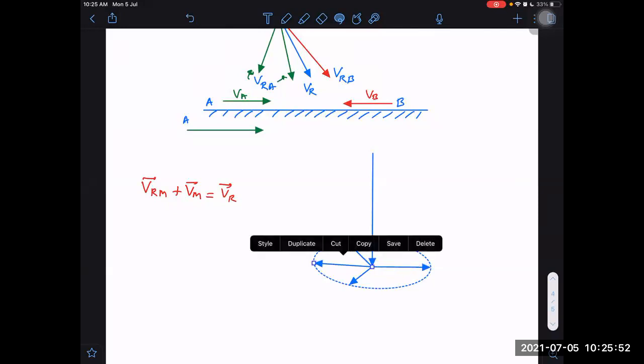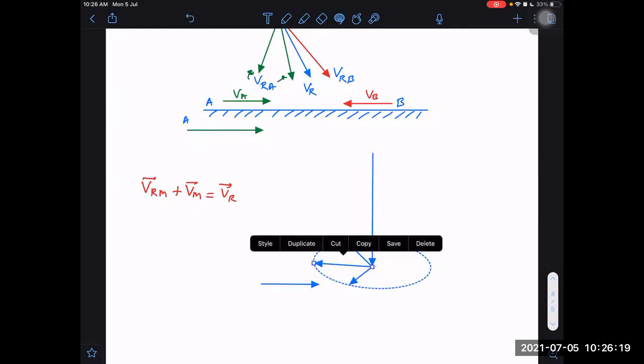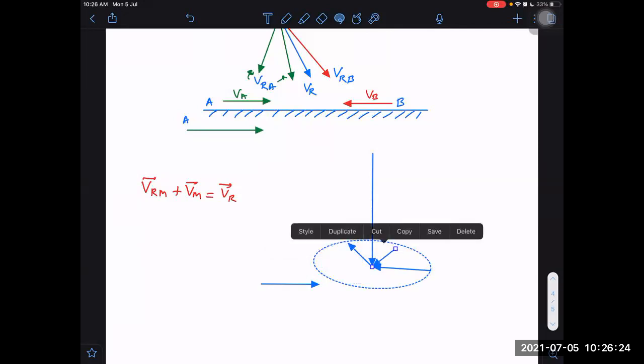I am taking the velocity of rain, which should be in opposite order, and rain with respect to man should be in the same order as velocity of man. I think I can do one thing now. I can connect this way, vectors this way.